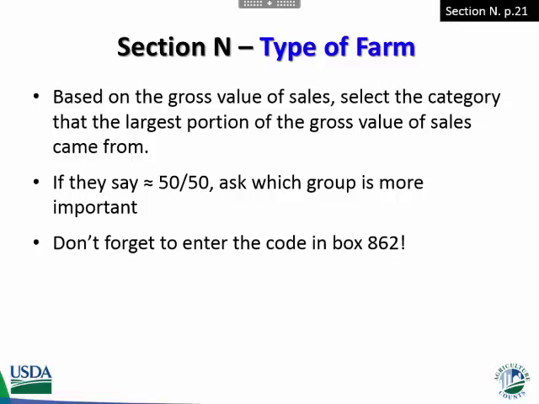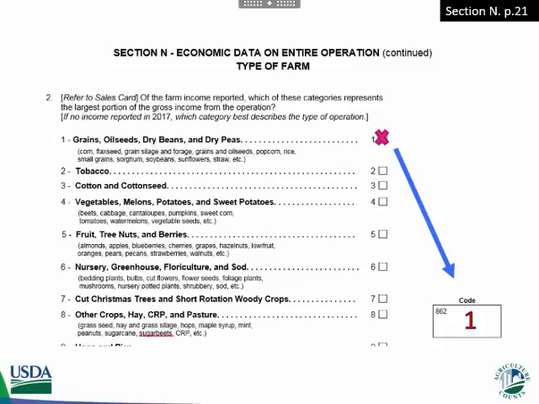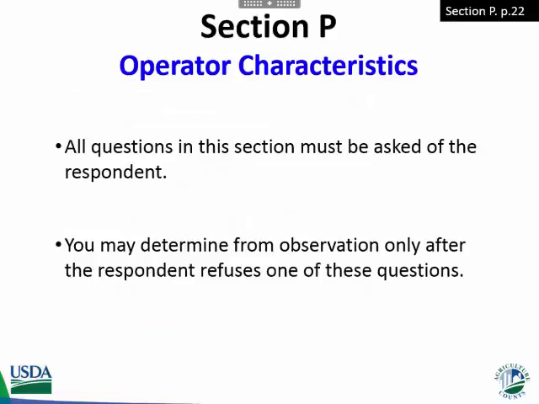And don't forget to actually enter the code. Here's an example. So they picked grain was the most value of sales came from, and so you're going to write a 1 down there in the code box.